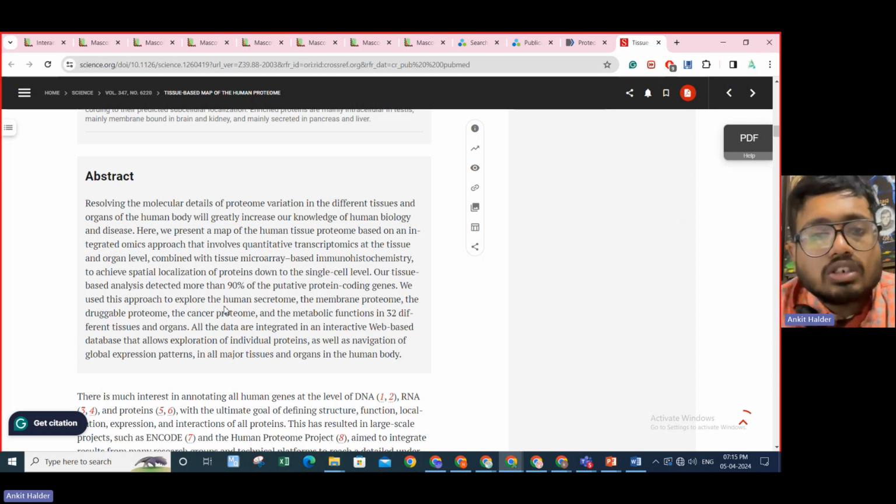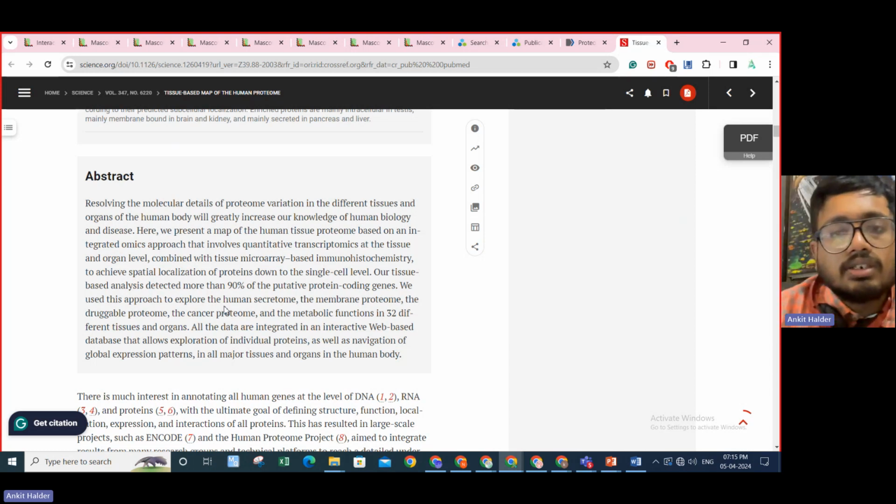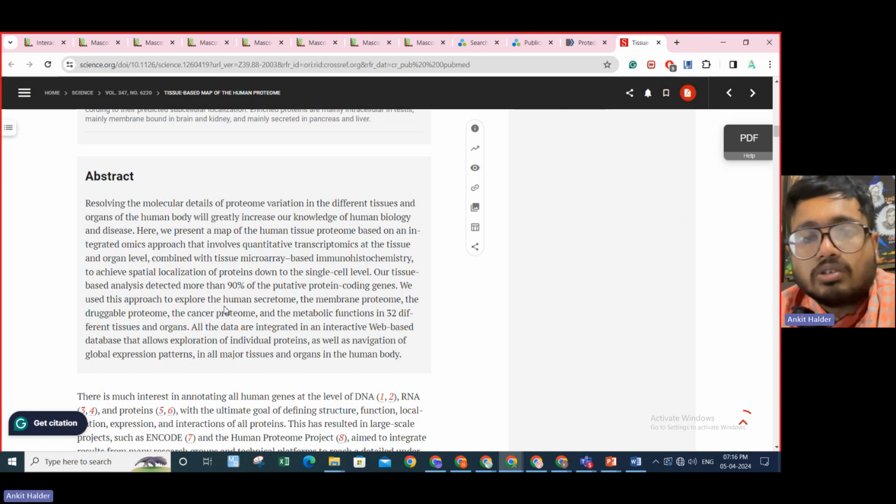We use this approach to explore the human secretome, the membrane proteome, the druggable proteome, the cancer proteome, and the metabolic functions in 32 different tissues and organs. All the data are integrated in an interactive web-based database that allows exploration of individual proteins and global expression patterns in all major tissues and organs of the human body.